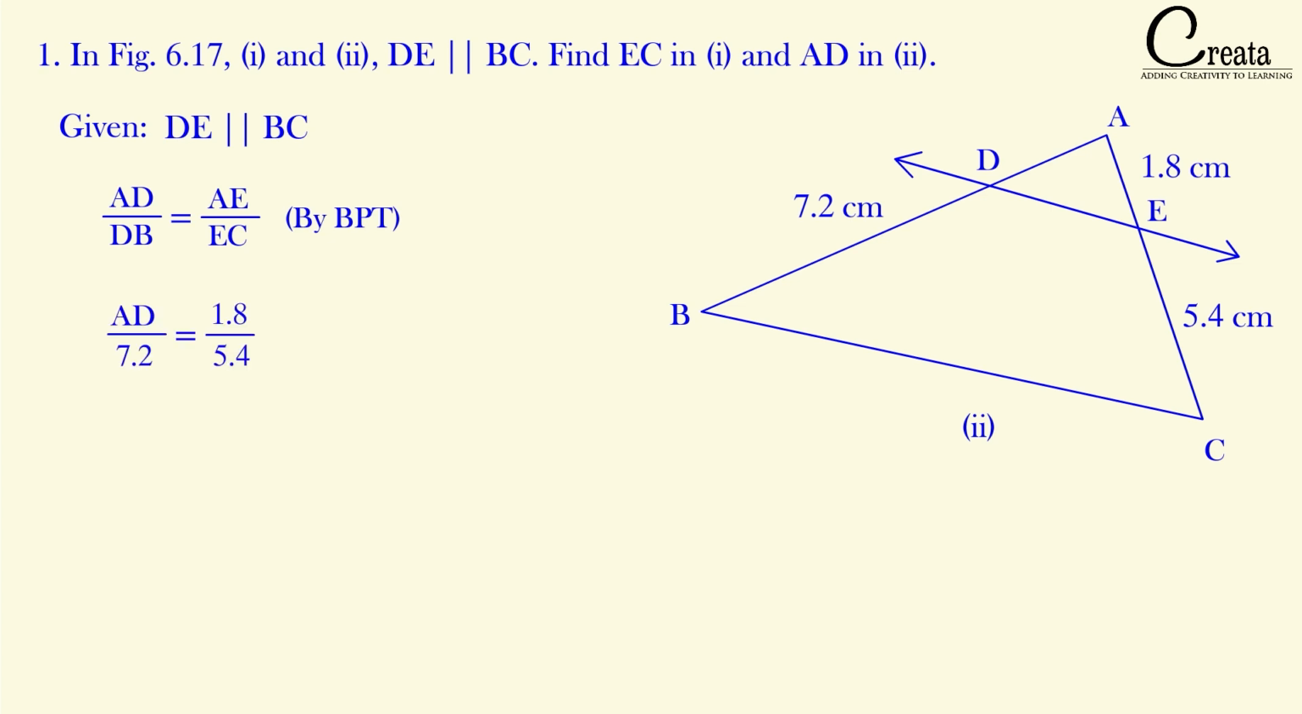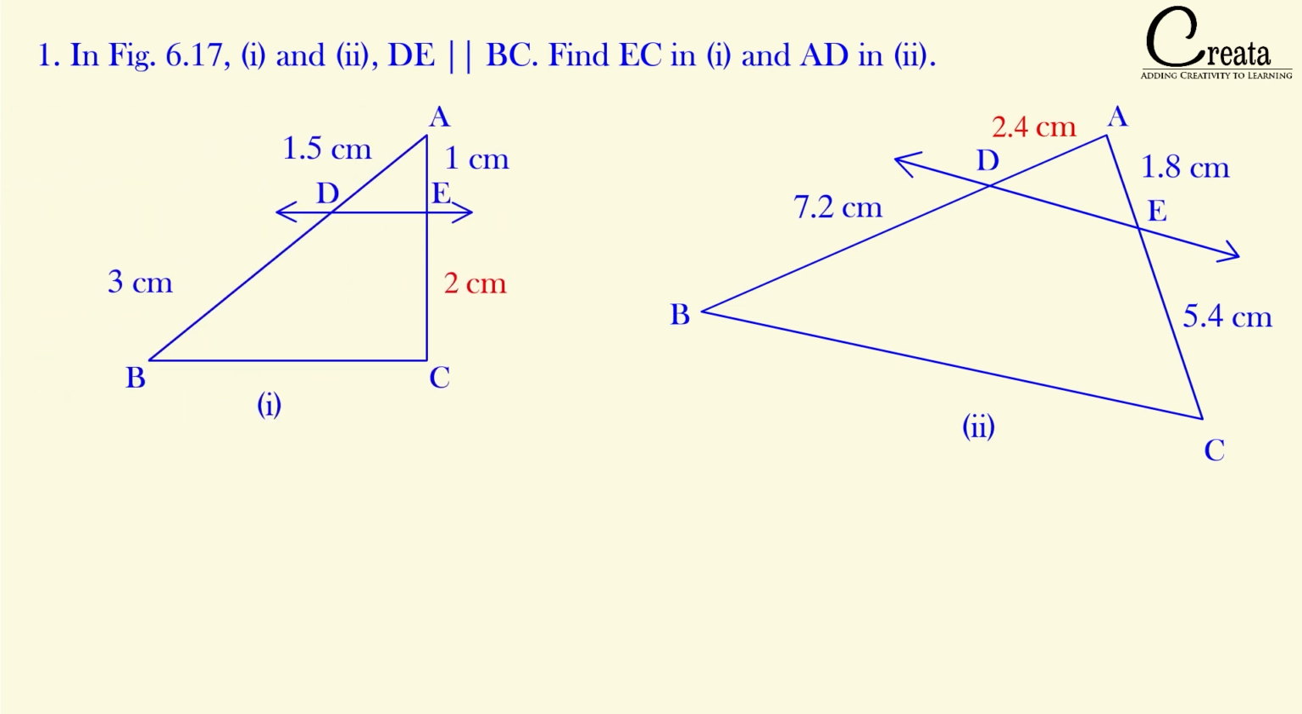Let's put the given value. On solving, we got AD as 2.4 cm. The simple mathematical calculation. So we got our answer as 2.4 cm. So we have solved for part 1 and part 2. Okay. Before moving to the next question, let's again observe both the figures. And we will try to find the answer without touching the pen or the pencil.